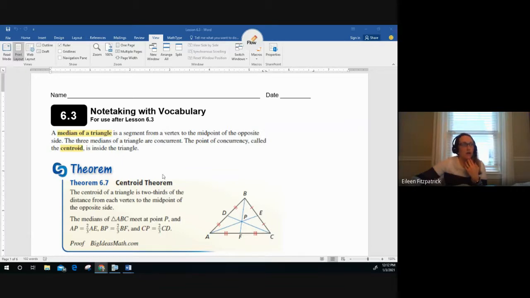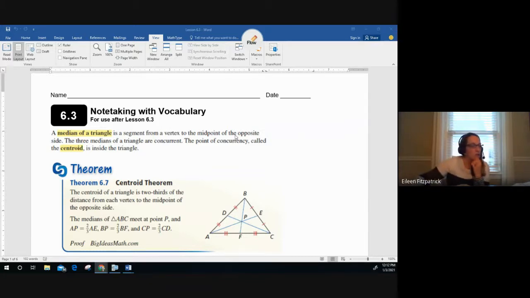All right. The three medians of a triangle are concurrent. The point of concurrency is called the centroid. So point P is the point of concurrency and has a special name. It has the name centroid. So keep in mind, we have special names for when the perpendicular bisectors intersect. All right, think about what that special name is. Then we have our angle bisectors where they intersect. That special name. So we have our centroid, which is where the medians intersect.